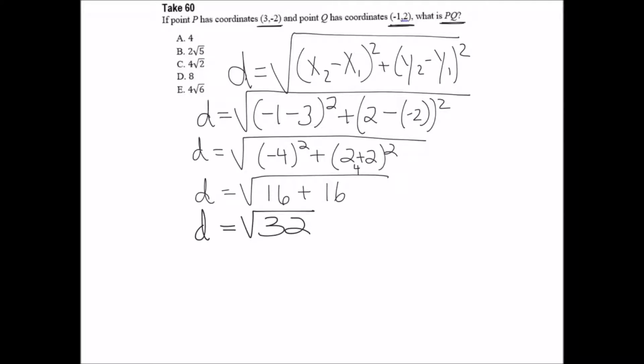Now you see that you don't have 32 as an option in the answers, but if we simplify 32 by factoring it, we could get D equals the square root of 16 times 2. And we can take that 16 out of the radical sign because it is a perfect square. The square root of 16 is 4, and now we see the distance is 4 radical 2. And the answer is C.